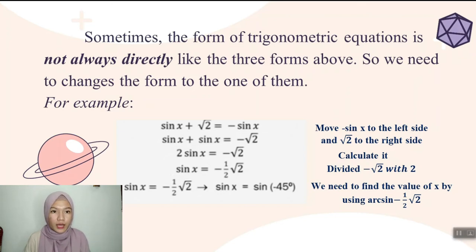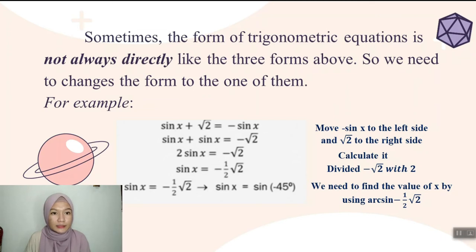For example, we have sin x plus root 2 is equal to minus sin x. Move minus sin x to the left side and root 2 to the right side, so we get sin x plus sin x is equal to minus root 2. Then calculate it, so we get 2 sin x is equal to minus root 2. Divide both sides by 2, or we can also multiply by 1 over 2, so we get sin x is equal to minus 1 over 2 multiplied by root 2.